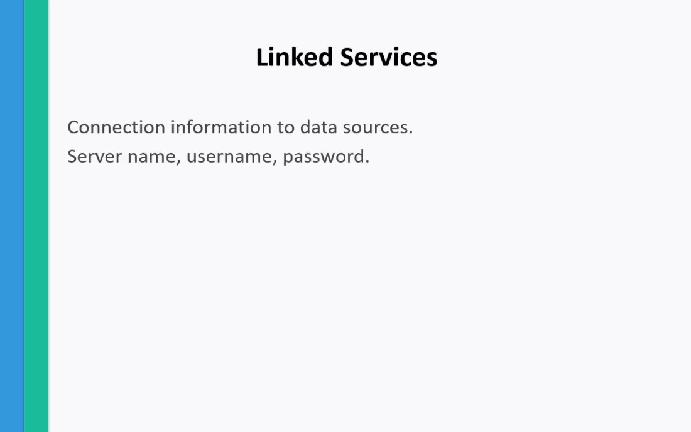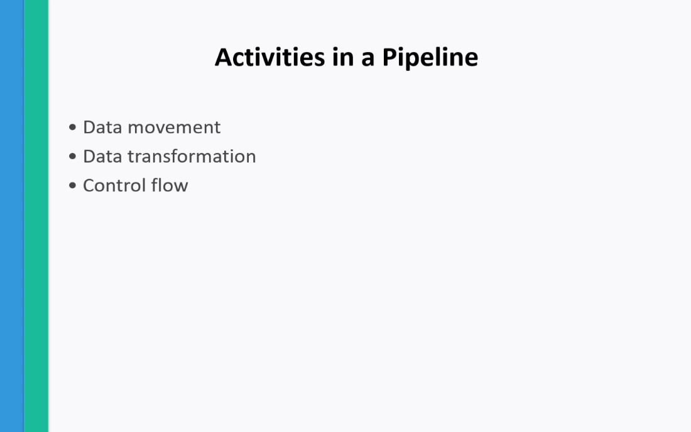Coming to activities. Activities are the heart of your pipeline. An activity is an action that we perform on the data. There are three main types of activities here. The first one is data movement, the second is data transformation, and the third is control flow. First is data movement. It means copying data from one place to another. For example, copying data from SQL Server to a data lake.